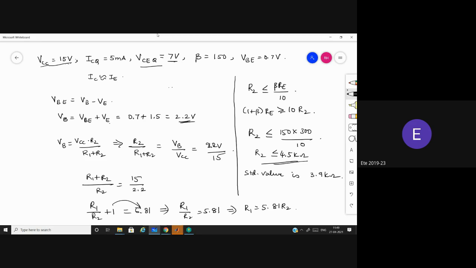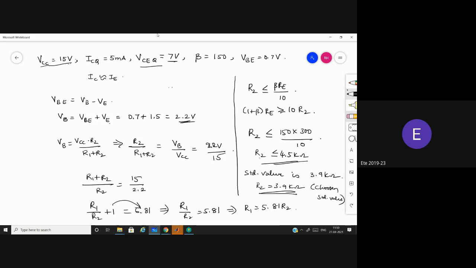Suppose you cannot remember the standard values, you can just take a value lesser than 4.5 kilo ohm, like 4.2 kilo ohm or 4 kilo ohm, but not more than that. So now you have the R2 value, R2 equal to 3.9 kilo ohm. You have chosen a standard value, which means a resistance value available in the market.